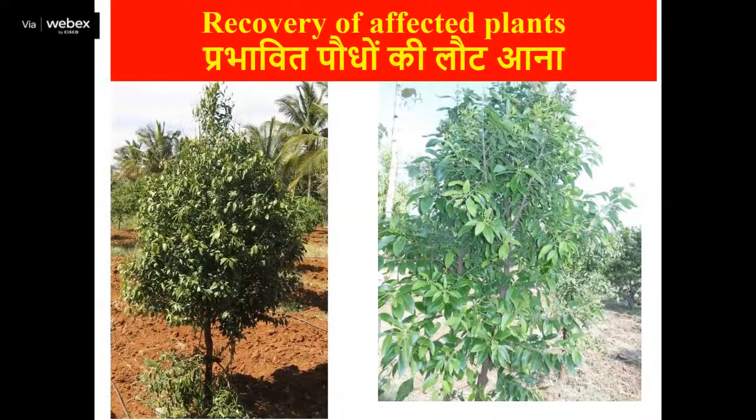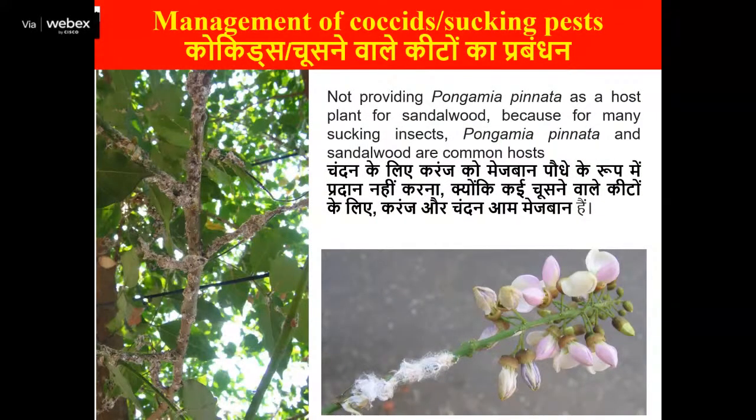So I think whatever the effect of this scale insect, generally a single branch may dry up, and the whole plant won't die, and the plants recover in a nice way. Kindly see this. These are all plants recovering from the sap drainage. And the only thing is, as one of the earlier speakers told, pongamia is a good host, but don't grow it very near the sandalwood, because there will be a lot of insect pests attacking both sandal and pongamia. Kindly avoid growing Pongamia pinnata with the sandalwood. Then most of the problem of these scale insects or sucking pests will come down.